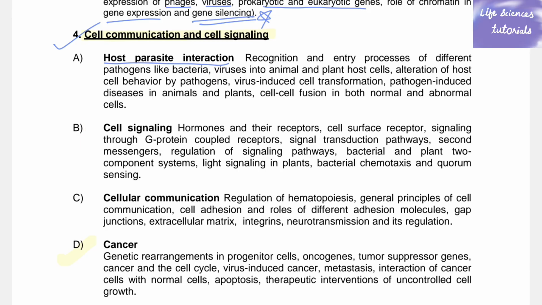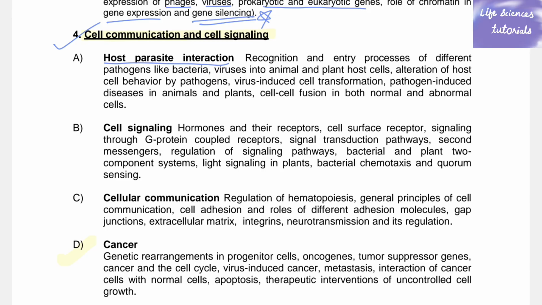Then we have the very important cell signaling topic. So your hormones and the receptors. Next, the various signaling through G-coupled receptors. Very important. Signal transduction pathways, second messengers, then the bacterial and plant two-component system, light signaling in plants, bacterial chemotaxis, and quorum sensing. So we'll touch upon all the important topics here.